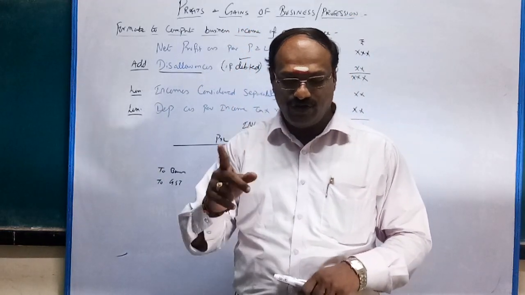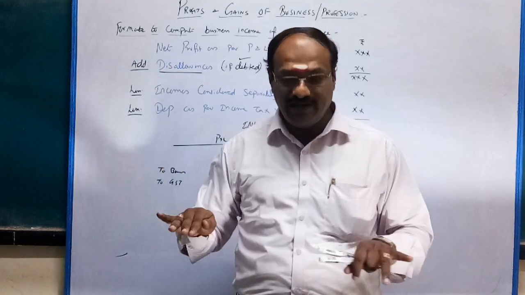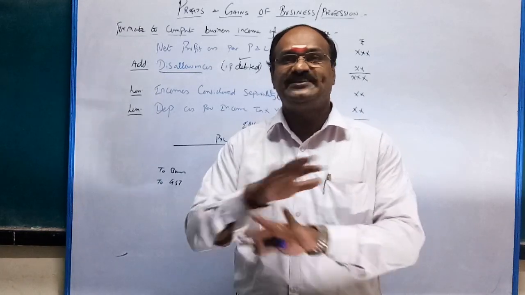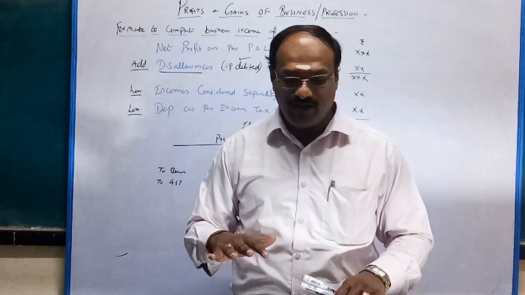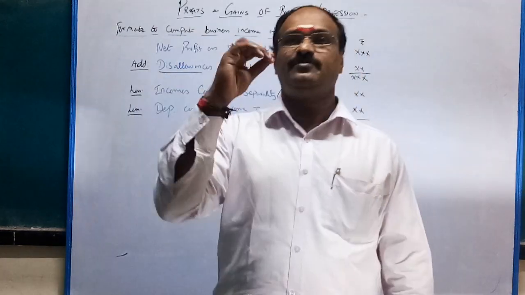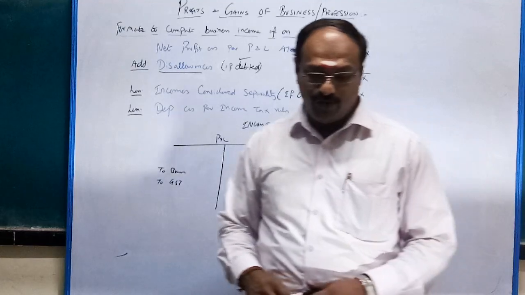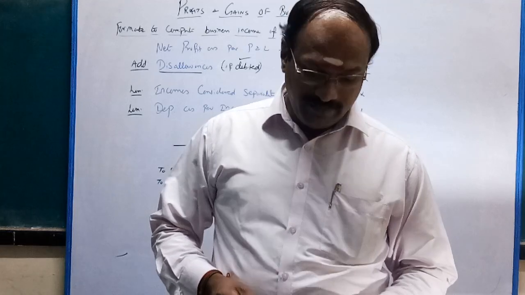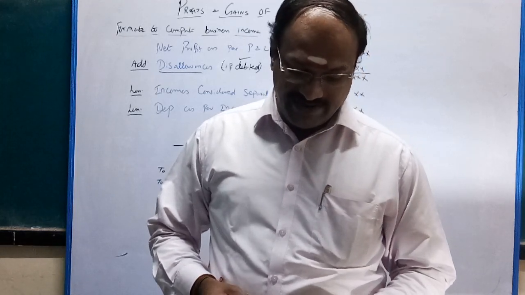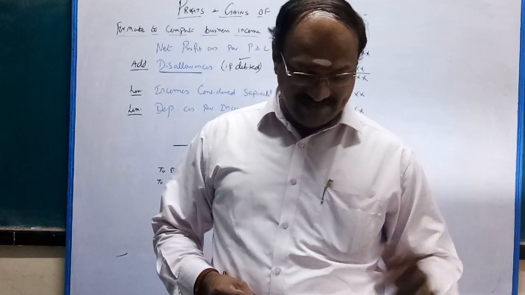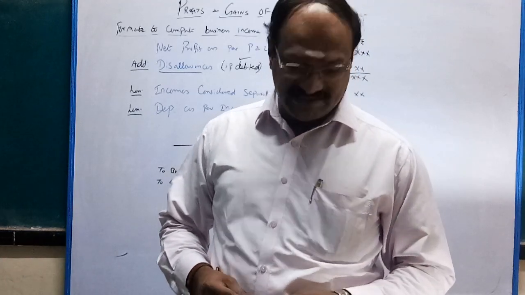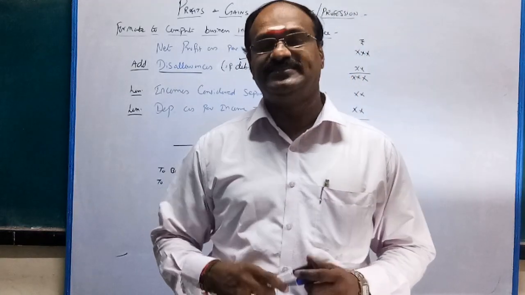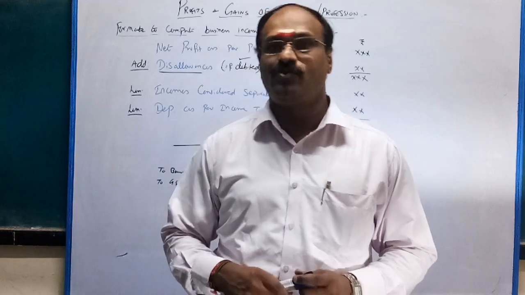Read. Disallowances: if debited in the P&L account, add. If not debited in the P&L account, no adjustment required. Allowances: if debited in the P&L account, no adjustment required. If not debited in the P&L account, deduct or reduce or minus. Okay? Important: business income is computed as per the method of accounting followed by the assessee, mercantile system or cash system. Under the mercantile system, expenditure is allowed on due basis. However, certain expenses covered by section 43B shall be allowed as deduction only on payment basis, even though the assessee follows the mercantile system of accounting.